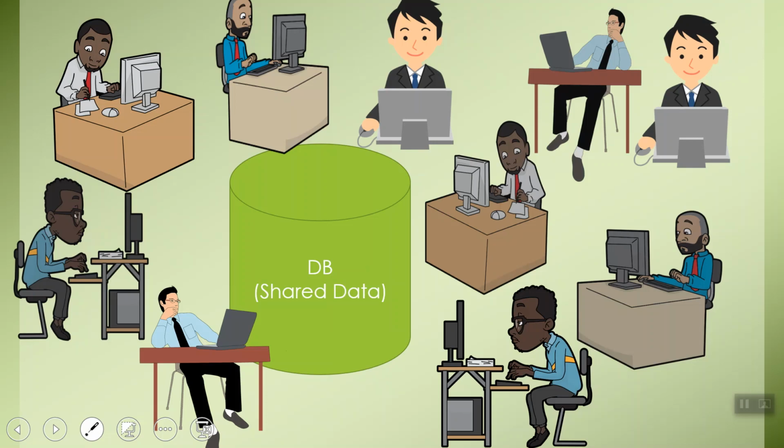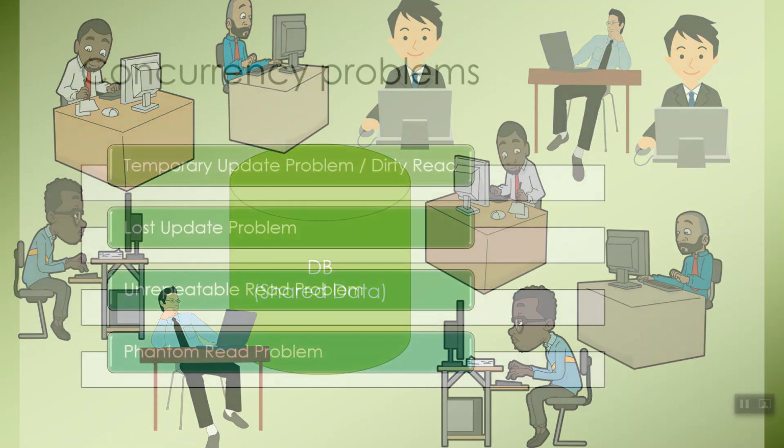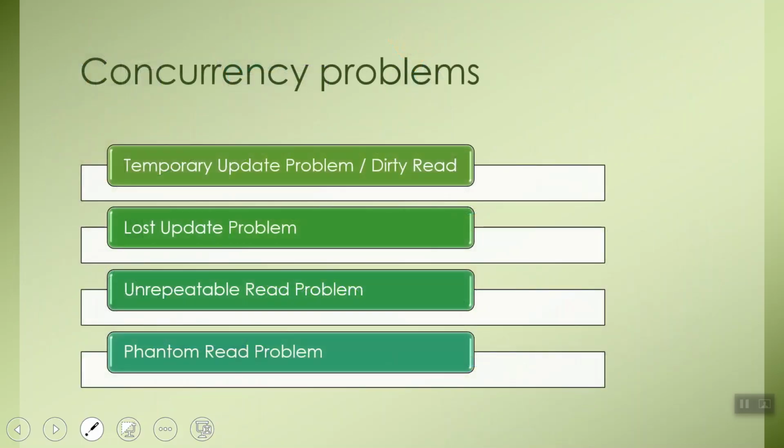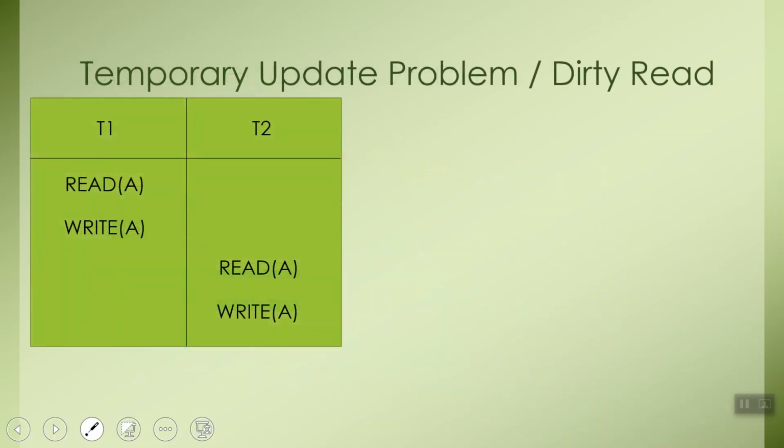These problems are commonly referred to as concurrency problems in database environment. The four concurrency problems that can occur in database are temporary update problem or dirty read problem, lost update problem, unrepeatable read problem, and the last one is phantom read problem. Okay, so first we'll see the temporary update problem or dirty read problem in detail. So let's take one example.